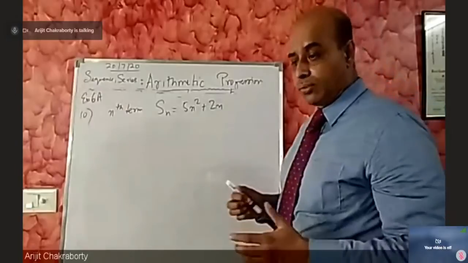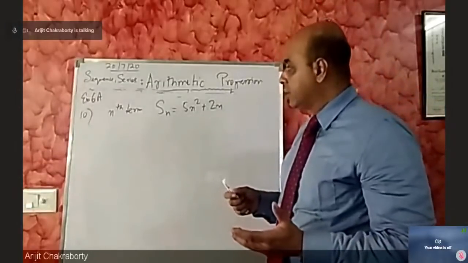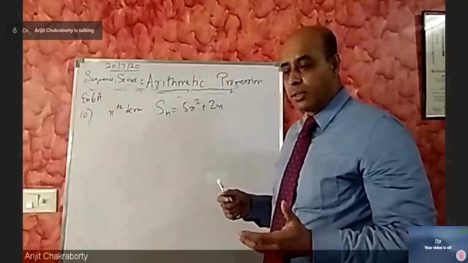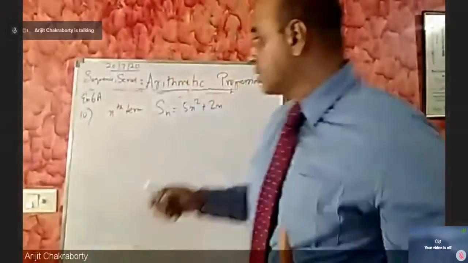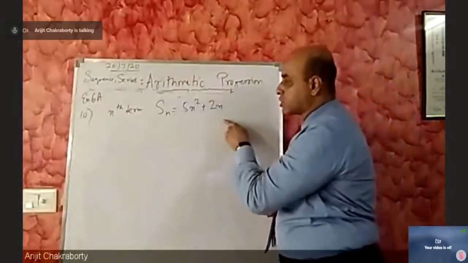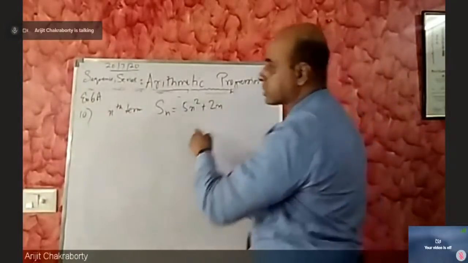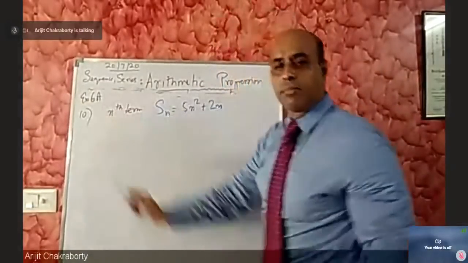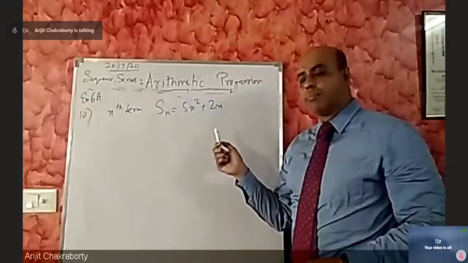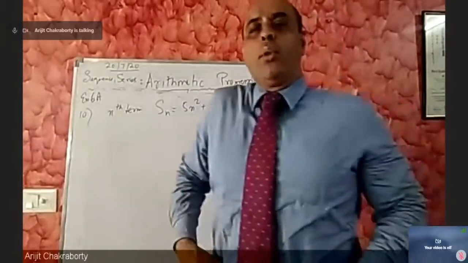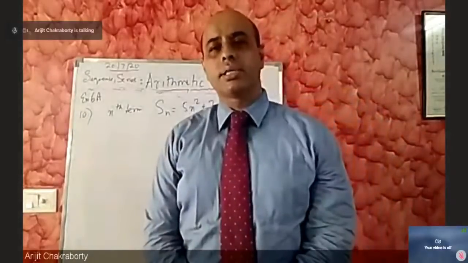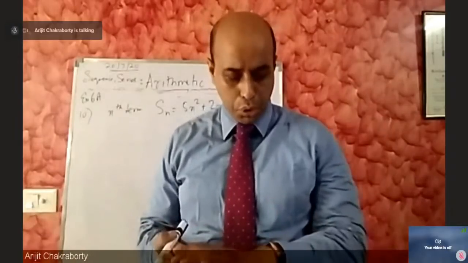We have to find out the first term, but we don't know it. We don't know the common difference. We have no clue. We only know that the sum of the n terms is 5n square plus 2n. This is 6a number 10. But we don't know the first term, nor do we know the common difference.